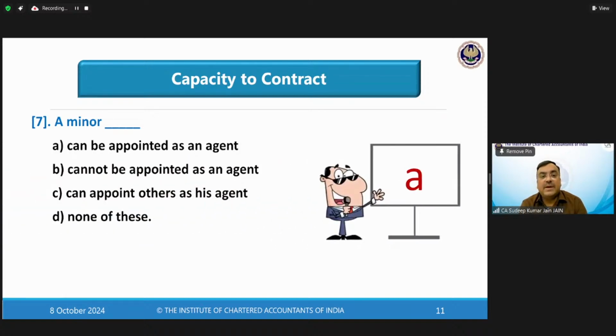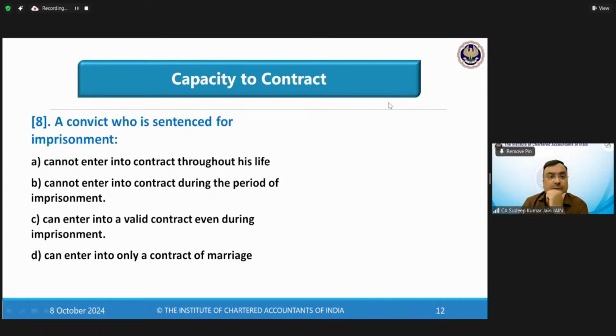A minor can be appointed as an agent without incurring any personal liability. A convict who is sentenced for imprisonment: cannot enter into contract throughout his life, cannot enter into contract during the period of imprisonment, can enter into a valid contract even during the imprisonment, can enter into only a contract of marriage.